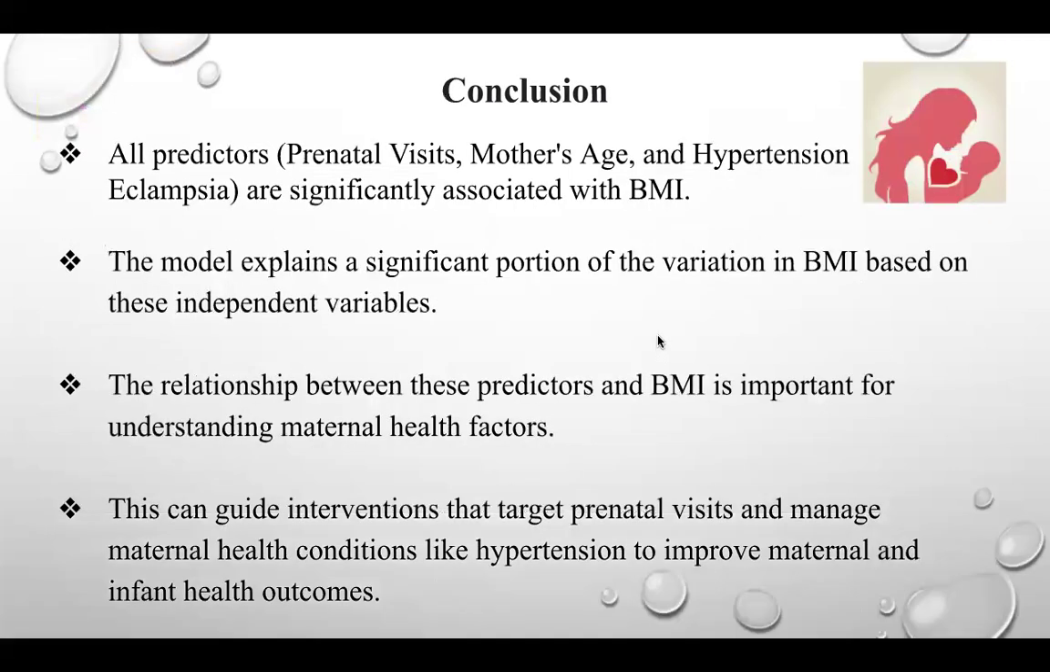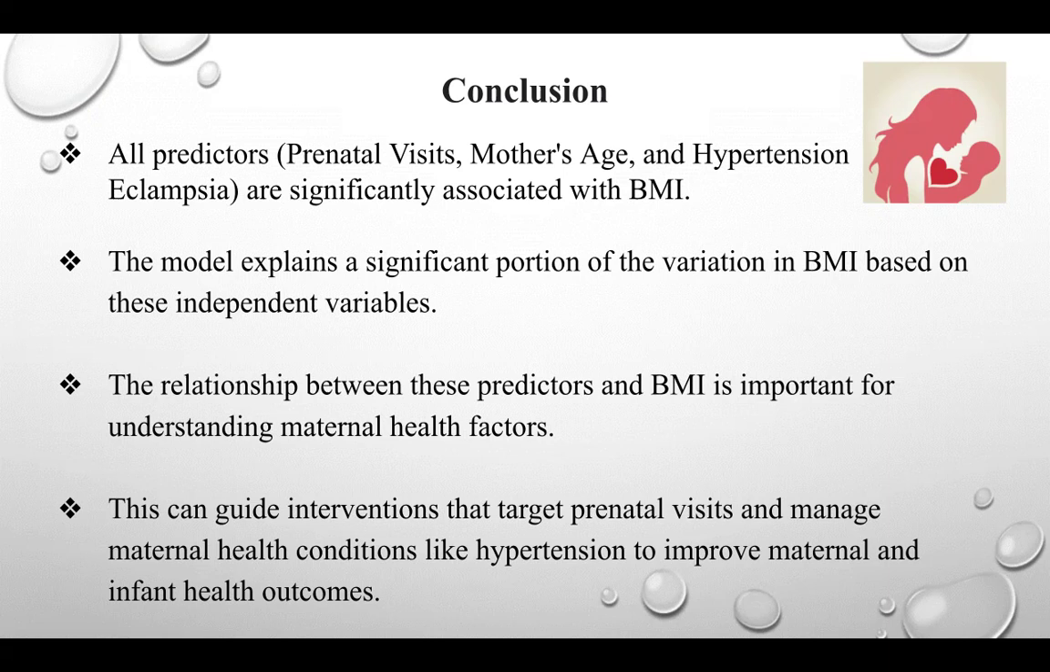And in conclusion, all predictors included in our model, prenatal visits, mother's age, and hypertension and eclampsia, are significantly associated with BMI, as demonstrated by their p-values being less than 0.001. The model explains a significant portion of the variation in BMI based on these independent variables. While there is still unexplained variance, the model provides valuable insights into how these factors interact and influence maternal BMI.